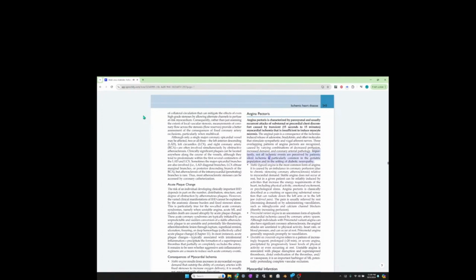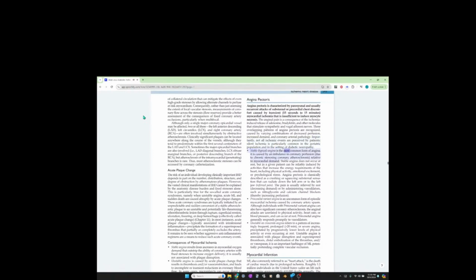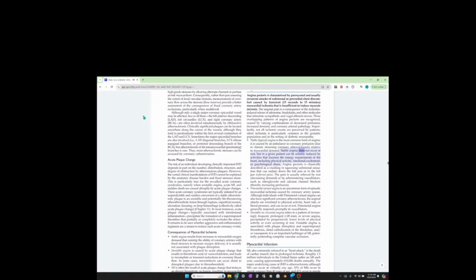Silent ischemia is particularly common in the geriatric population and in the setting of diabetic neuropathy. Stable angina is the most common form of angina. It is caused by an imbalance in coronary perfusion relative to myocardial demand. Stable angina does not occur at rest, but in a given patient can be reliably induced by activities that increase the energy requirements of the heart, including physical activity, emotional excitement, or psychological stress.